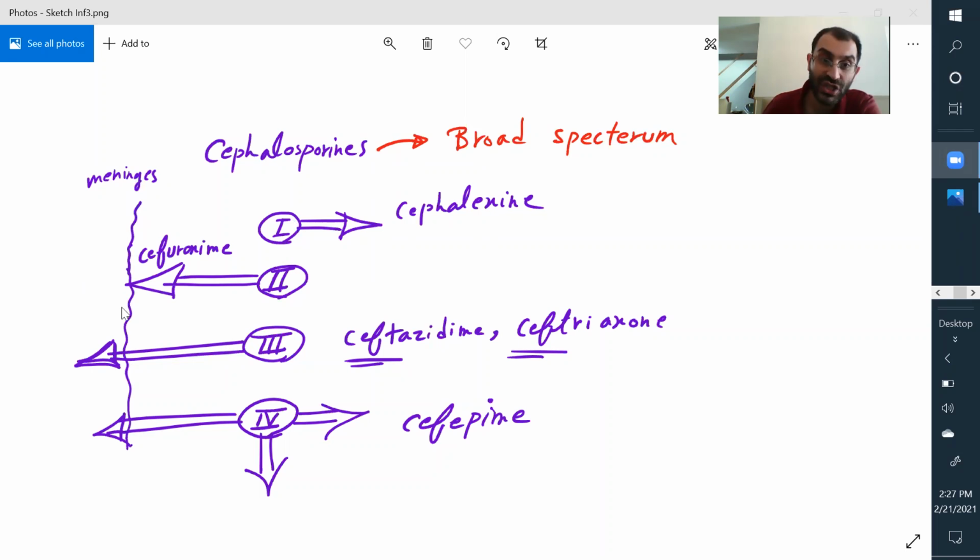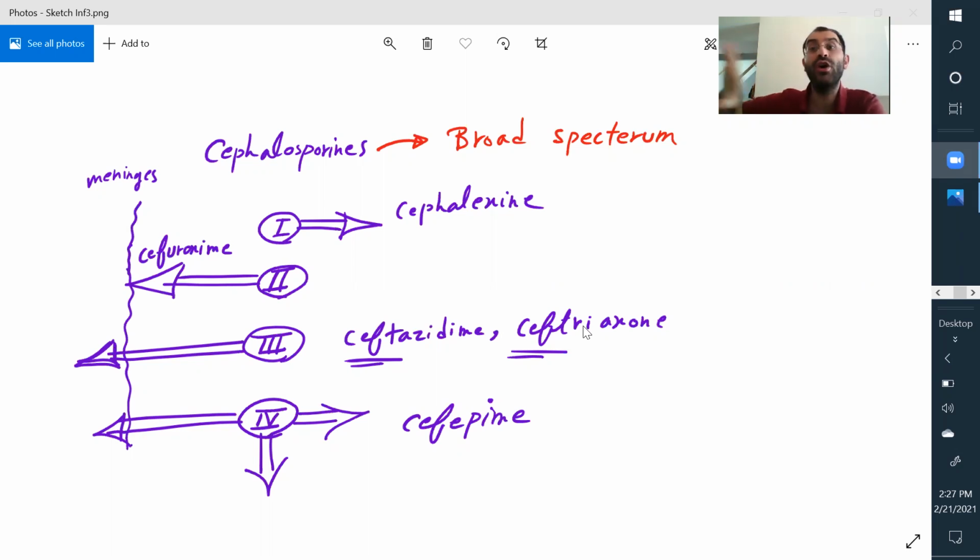Also, this is meninges. It's important to remember that, for example, second generation cefuroxime comes and kisses my meninges, but ceftazidime, ceftriaxone comes and penetrates my meninges. So good meningeal penetration for meningitis. That's why ceftazidime, ceftriaxone plus vancomycin is empiric antibiotic therapy for meningitis.